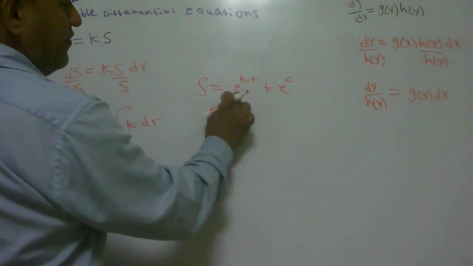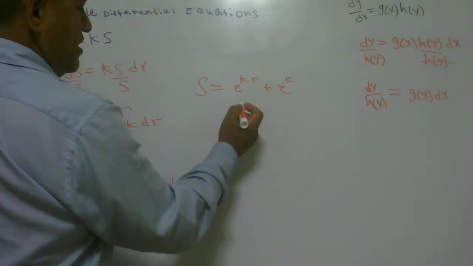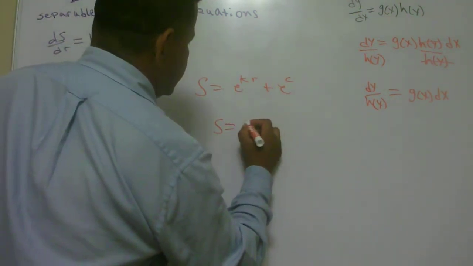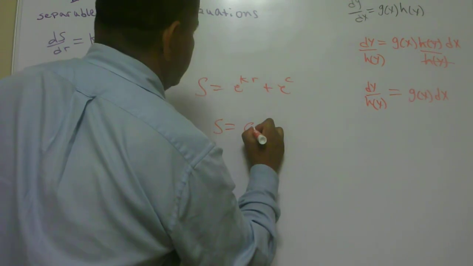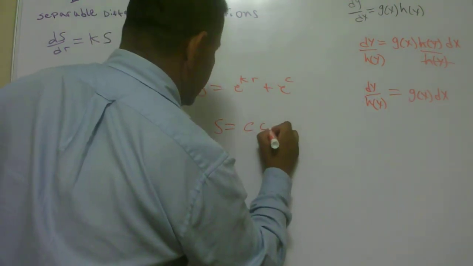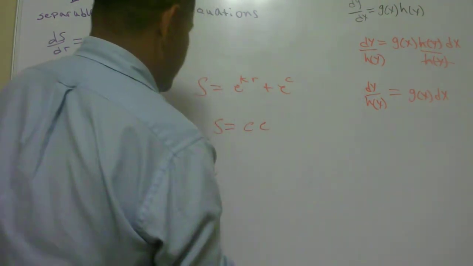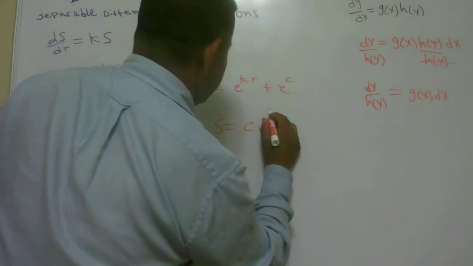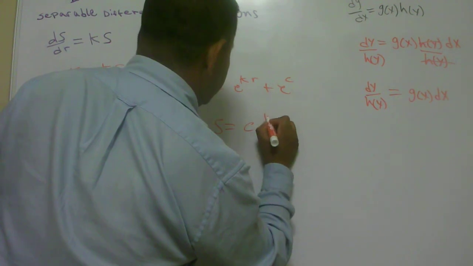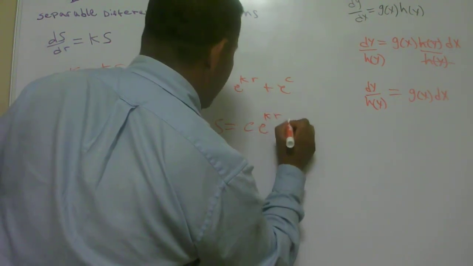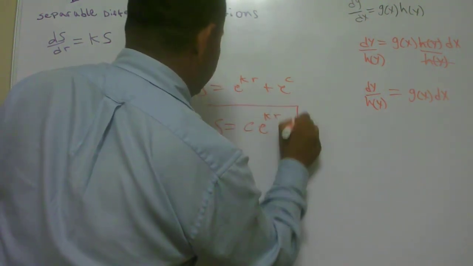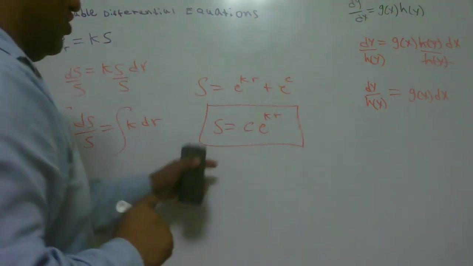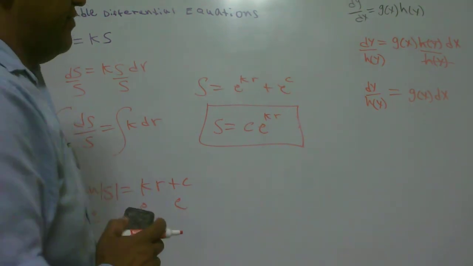Now notice that I have two bases, so this can be written as s is equal to c times e to the kr. That is the solution for this problem.